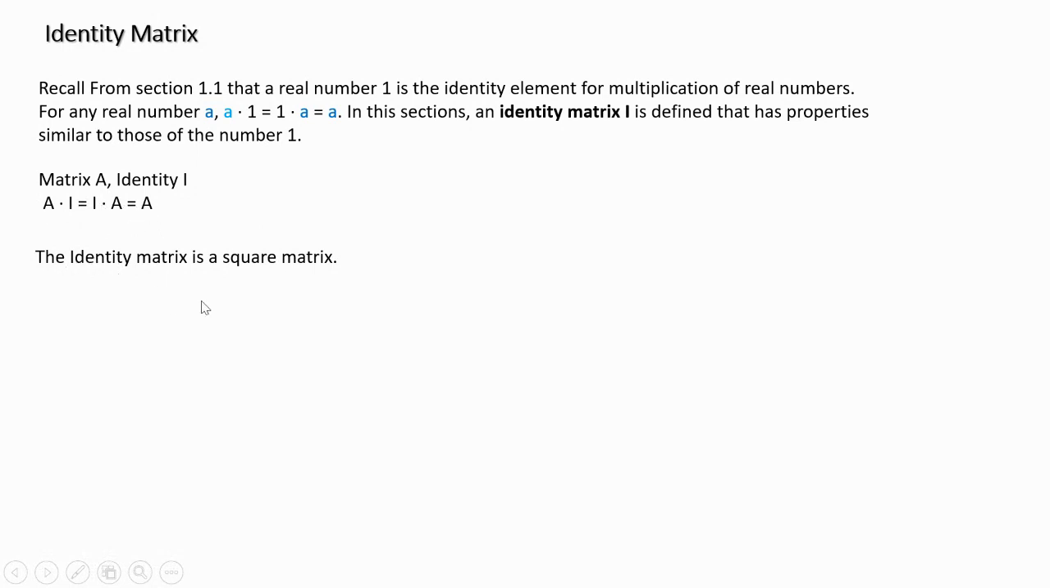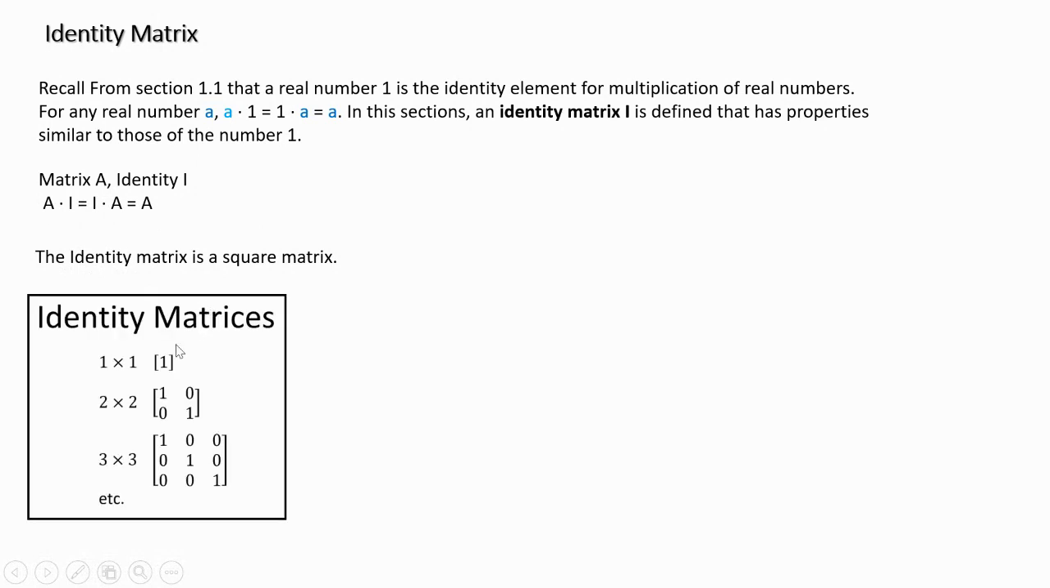Here's what it means: the identity matrix is a square matrix. For example, if it's a 1 by 1 matrix, the matrix is 1. If it's a 2 by 2 matrix, the identity will be 1, 0, 0, 1. If you notice, all the diagonal elements have to be 1s. For a 3 by 3 matrix, it's going to be 1, 0, 0, 0, 1, 0, and 0, 0, 1. Again, all the diagonal elements have to be 1s. And so forth for a 4 by 4, 5 by 5, and so forth.